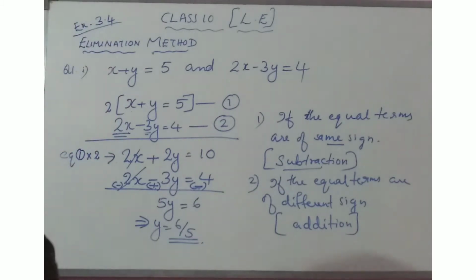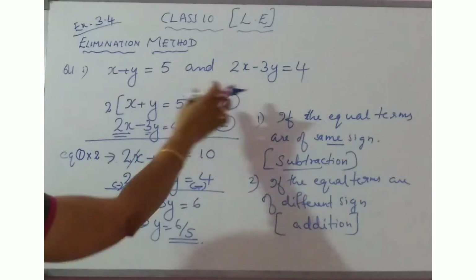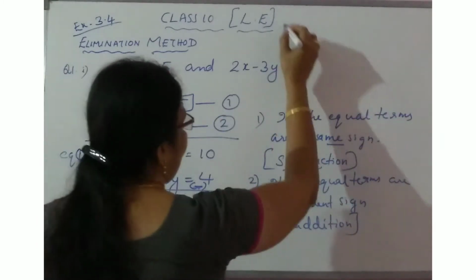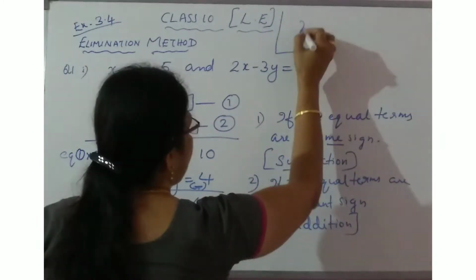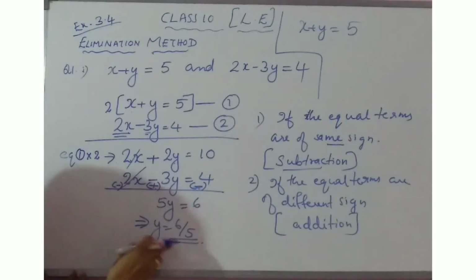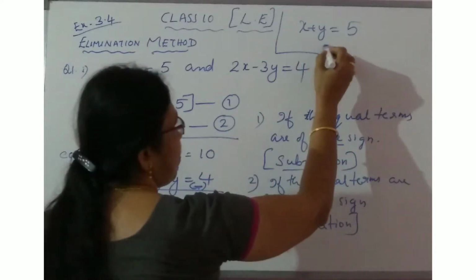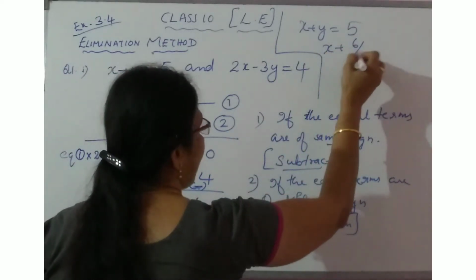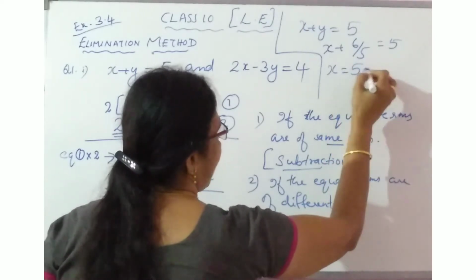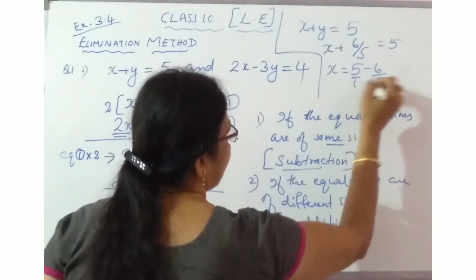Now you should find out the value of x. In any one of the equations, you have to substitute the value of y, and you will get the value of x. So I am substituting here in x + y = 5. In this I am going to substitute the value of y. So x + 6/5 = 5. So x = 5 - 6/5.